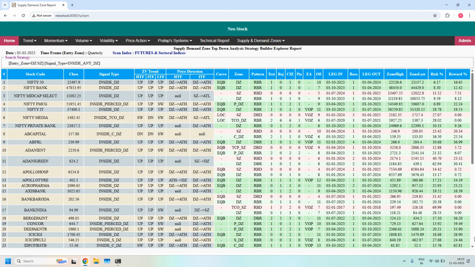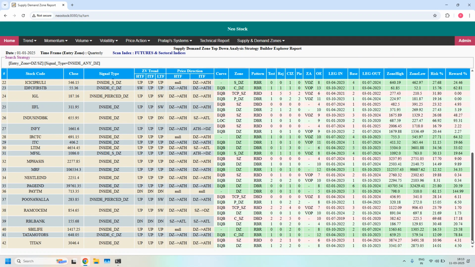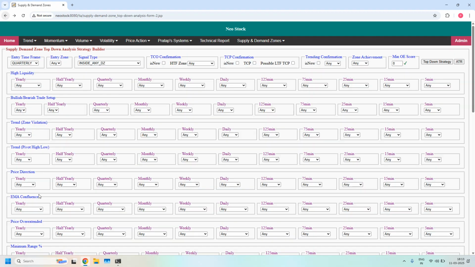I'm scrolling the list down. So total 42 stocks are filtered, price closed inside quarterly demand zone. We can further filter this list based on EMA Confluence, quarterly demand zone having quarterly EMA Confluence. So let me add that filter, EMA Confluence on quarterly time frame.